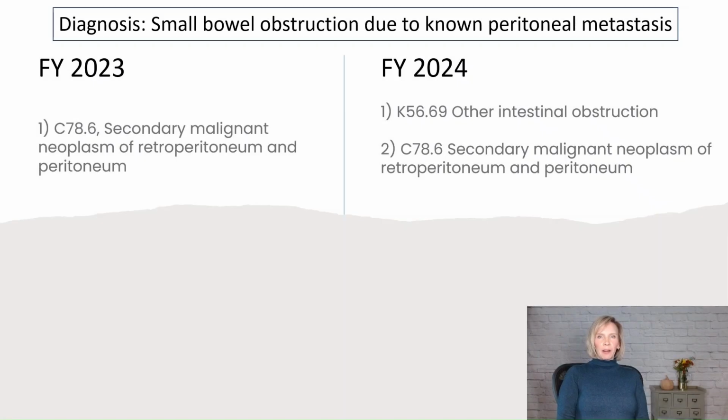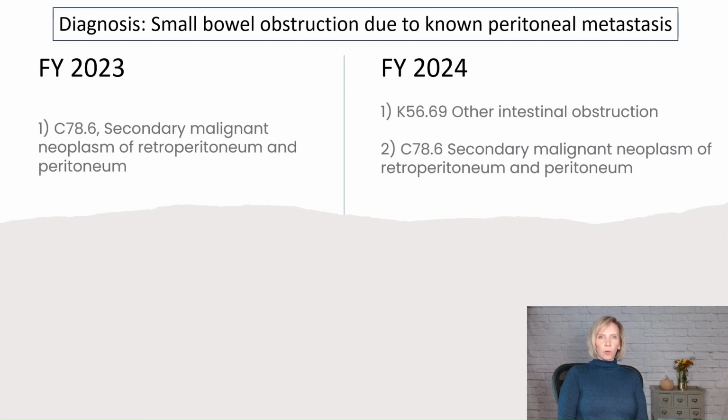Let's compare how a small bowel obstruction caused by peritoneal metastasis would have been coded before the update and how it should be coded now. In this scenario, a patient with a known peritoneal metastasis due to their cancer is admitted for treatment of a small bowel obstruction. Prior to the new code updates, we would have only assigned the code for the secondary malignant neoplasm of the peritoneum, as instructed by the Excludes1 note that was found at K56.69, other intestinal obstruction.